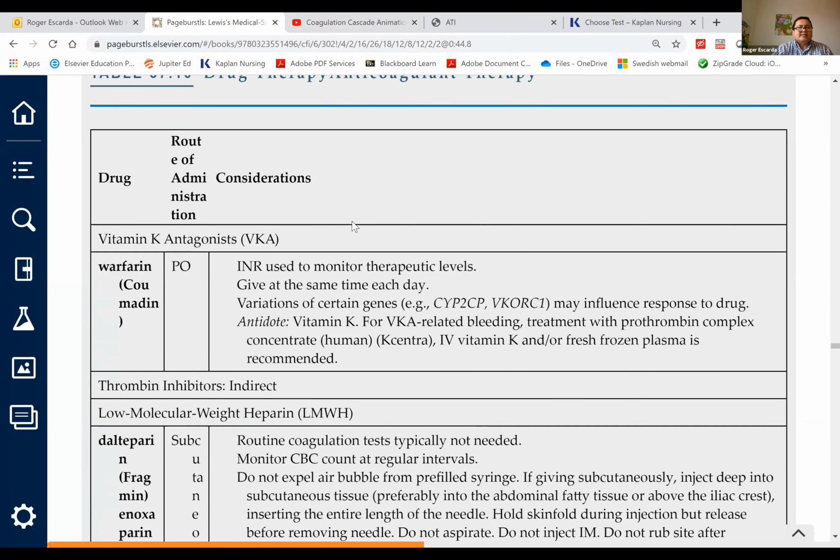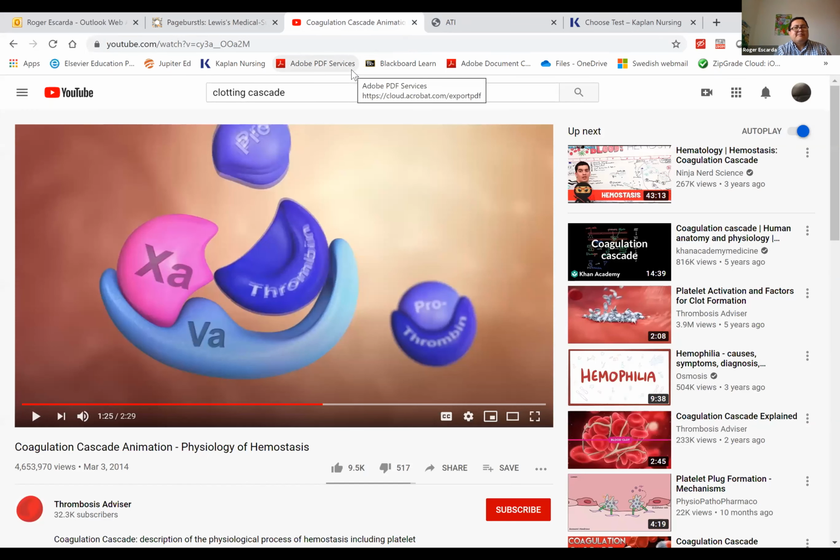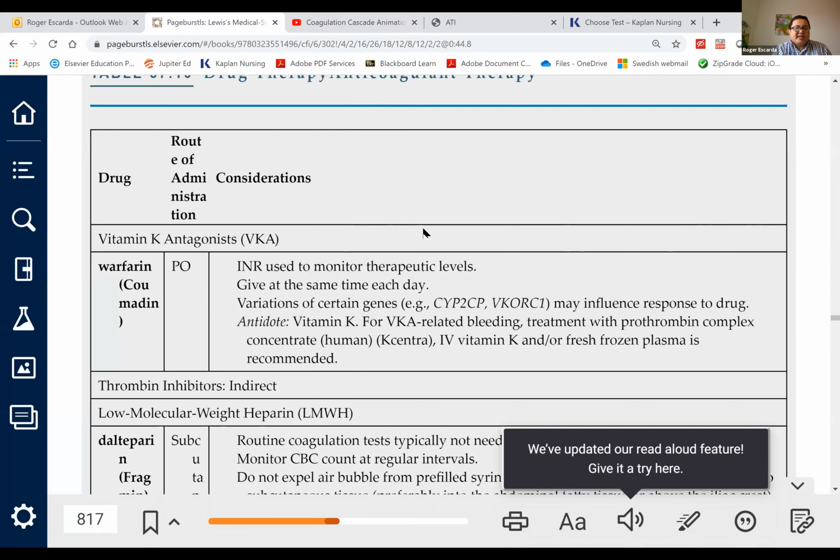Warfarin. Look at this. This is a vitamin K antagonist. Did you hear vitamin K mentioned anywhere in this video? Not yet. We watched it from beginning to the end. Did it mention vitamin K at all? No. Absolutely not. What is the purpose of vitamin K, or what is its role in clot formation? It aids in blood clotting. How though? It increases the clotting factors.